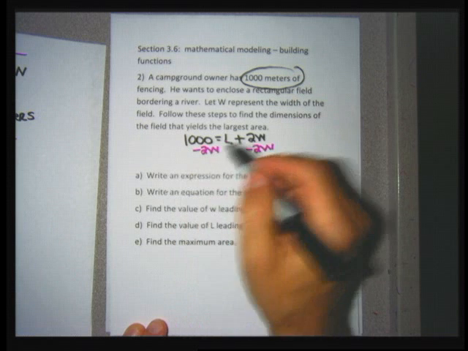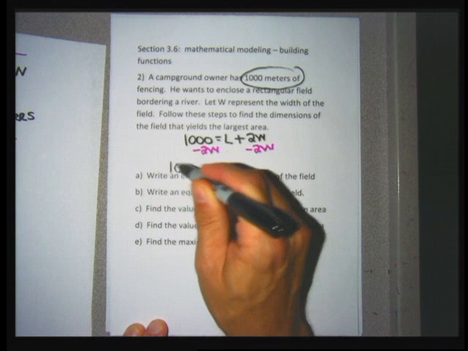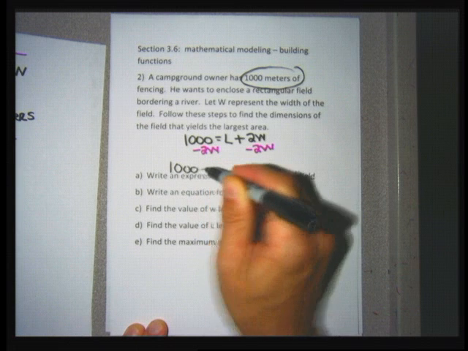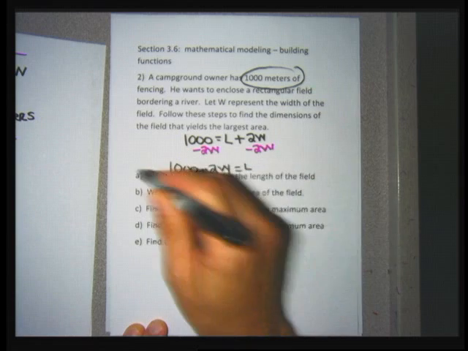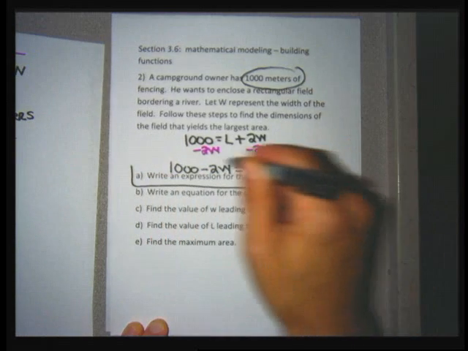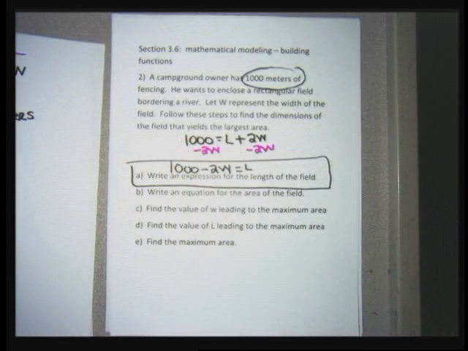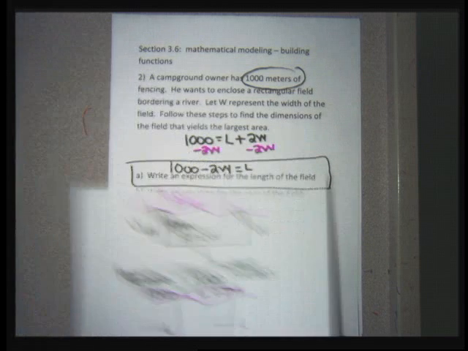And for my part A, if I subtract 2W from both sides of the equation I created for the perimeter, I get 1,000 minus 2W equals L, and that's the answer that we'd want for part A. That is an expression for the length of the field. Part B, I did already, but not already enough. Part B says write an equation for the area of the field.